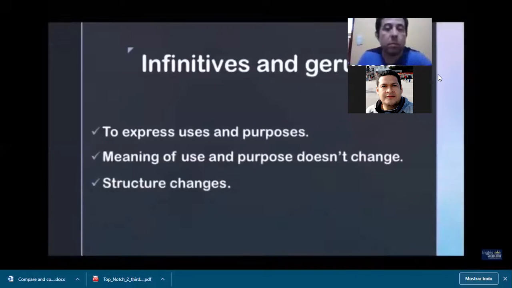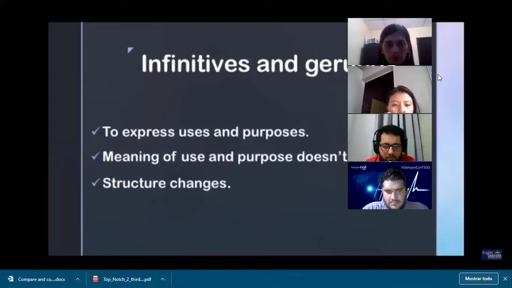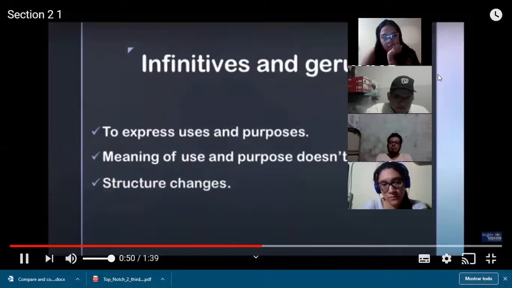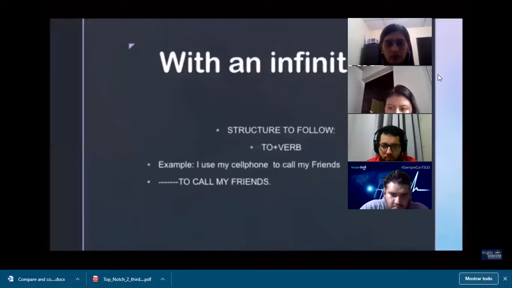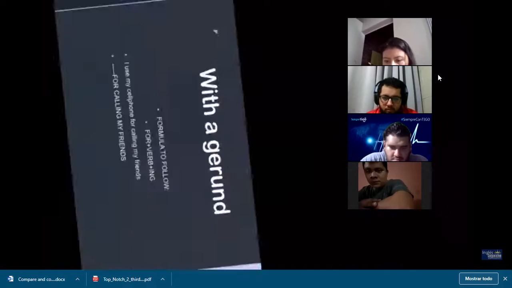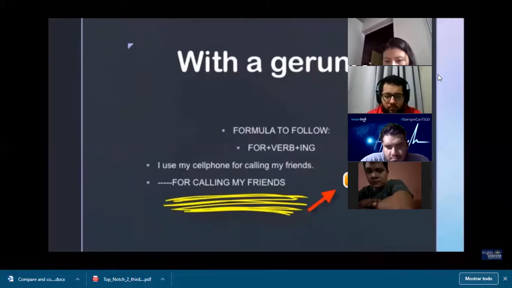As said in our intro video, we will study infinitives and gerunds to express use and purposes. Keep in mind the meaning doesn't change. What changes is the structure. So let's go over the explanation on the difference between the two forms. With an infinitive, we must use to plus verb. Example, I use my cell phone to call my friends. To call my friends is the purpose. With a gerund, we must use for plus verb plus ing. Example, I use my cell phone for calling my friends. For calling my friends is the purpose.